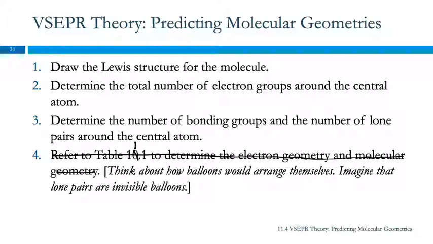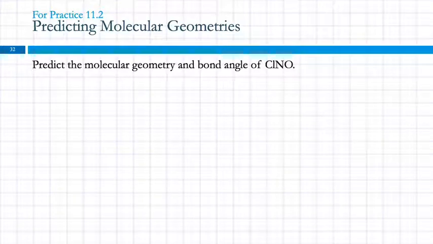Okay, predict the molecular geometry and bond angle of ClNO. Now, they're not specifically telling us what's the central atom. Oftentimes, the order that they're presented in is for a reason, right? And so we're going to put nitrogen in the middle and oxygen on one side and chlorine on the other side. And actually, turns out it doesn't matter for this one. We'll get the same geometry.